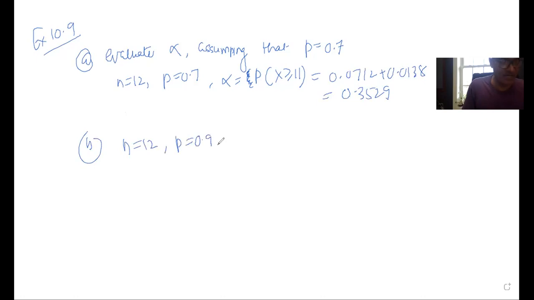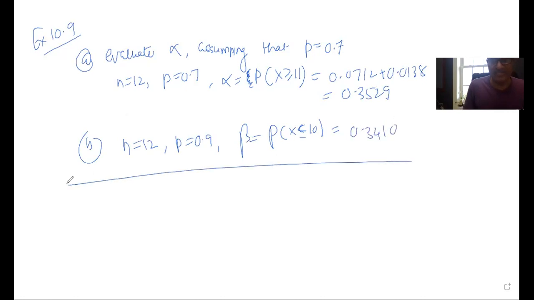And same way I can find my beta, so that is n equal to 12 and p equal to now 0.9. So my beta is nothing but probability of x less than or equal to 10, because it's 11 here, so here it is 10, and if you find probability less than or equal to 10, that is equal to 0.34110. So that's really simple. I don't think that it is required.